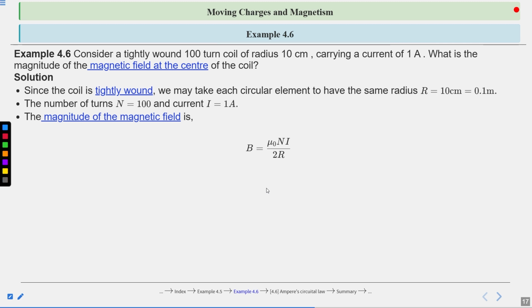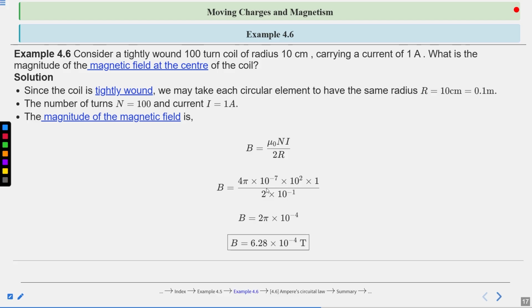So due to n number of turns, the magnetic field will be mu naught n I upon 2r. After putting the values, B equals 4 pi into 10 to the power minus 7, since the value of mu naught by 4 pi is 10 to the power minus 7, and the value of mu naught will be 4 pi into 10 to the power minus 7, into 10 to the power 2, which is the number of turns, into 1, which is the current, upon 2 into 10 to the power minus 1. So it will result in 2 pi into 10 to the power minus 4. So the magnetic field will be 6.28 into 10 to the power minus 4 Tesla.